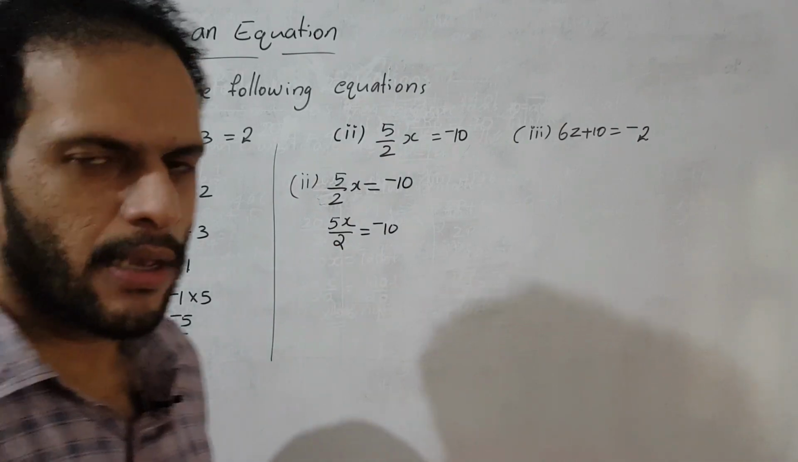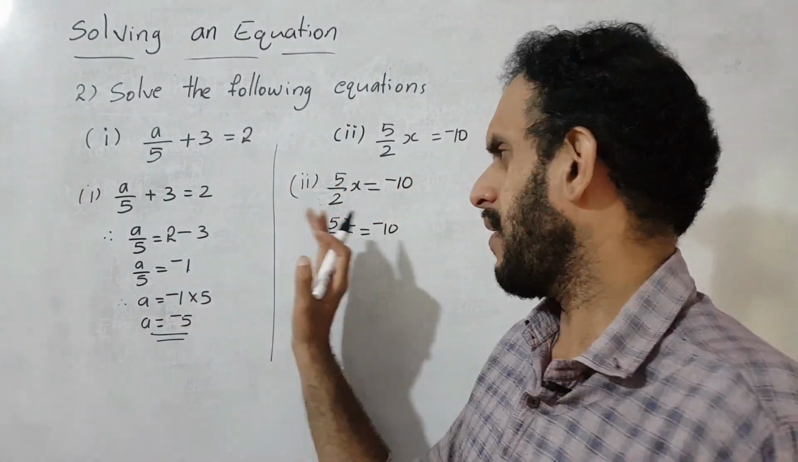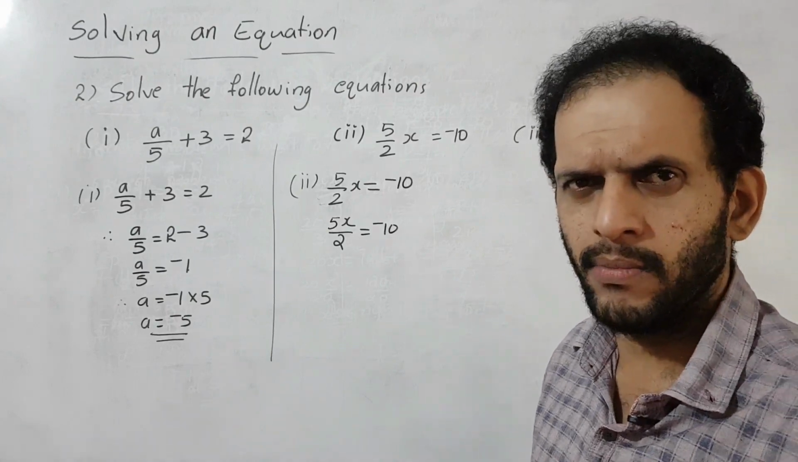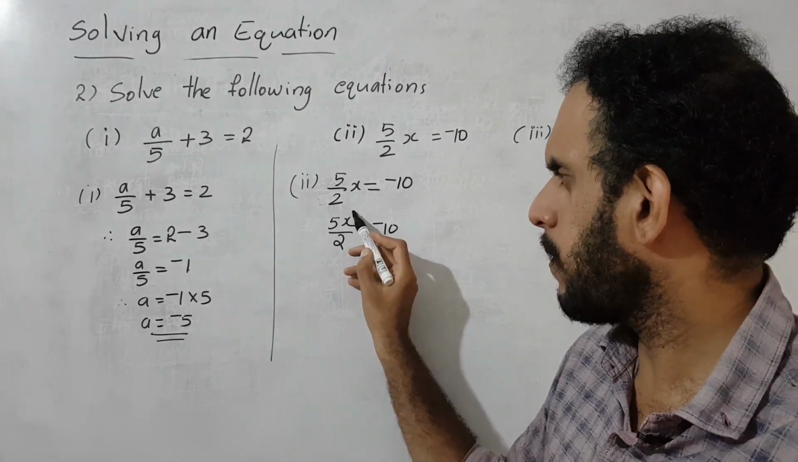Then next we check here. Where is the variable? The variable lies in the LHS. Correct? The variable lies in the LHS. Then is there any term or number with the term containing the variable?